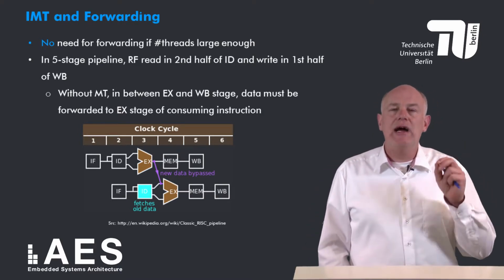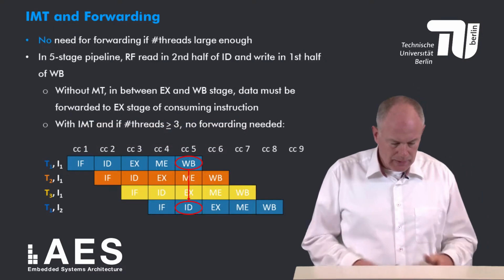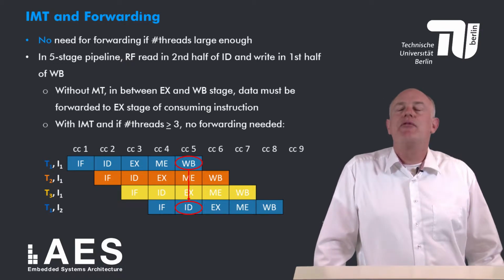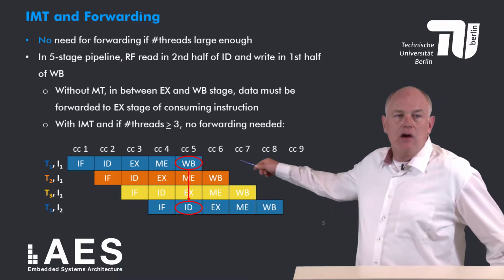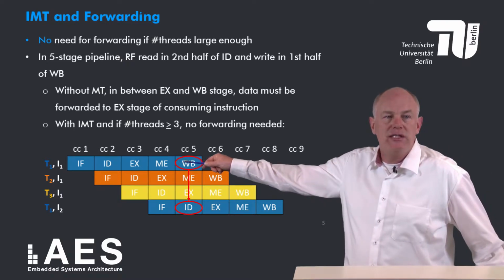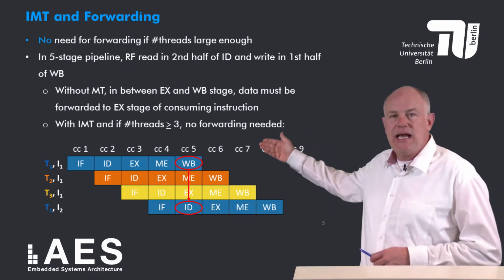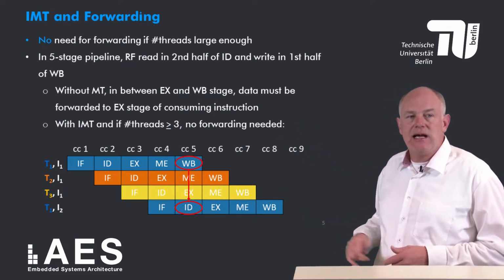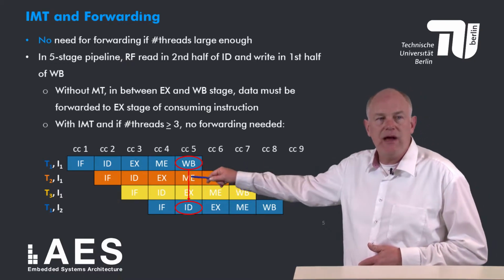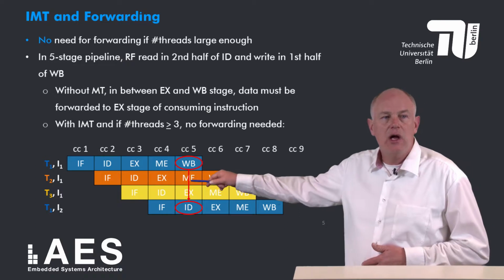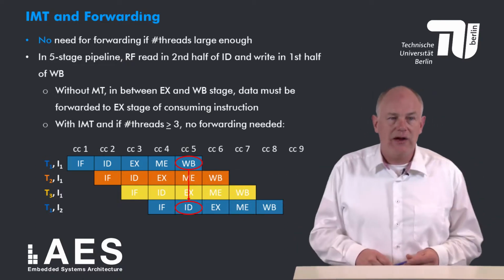How do we, with fine-grain multithreading, get rid of this forwarding requirement? Suppose we have 3 or more threads. Then in clock cycle 1, we fetch the first instruction from the blue thread, thread 1. In the next cycle, we fetch an instruction from the second thread, and in the third clock cycle, we fetch the first instruction from the third thread.